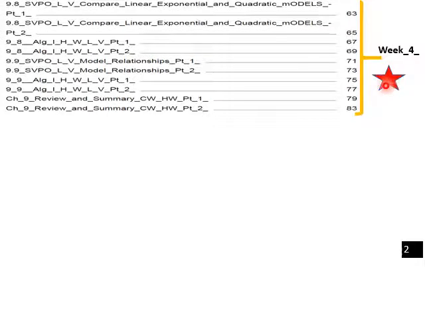Week 4, there's another quiz. And we're comparing linear, exponential, and quadratic models, 9.8. And we have homework as well for 9.8. 9.9, we're modeling relationships, part 1, part 2, and there is homework. And then for chapter 9, we have a review and summary of chapter 9, part 1, part 2, and there is a quiz for week 4.